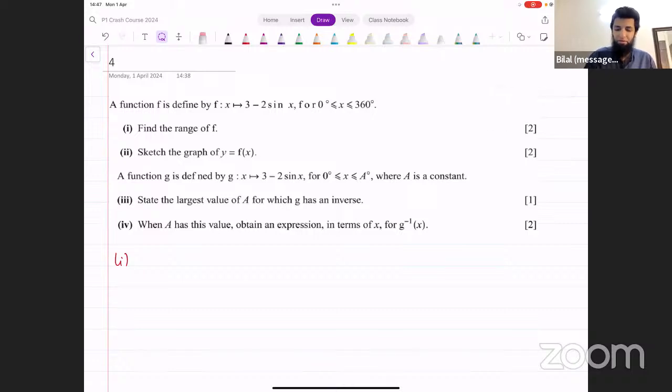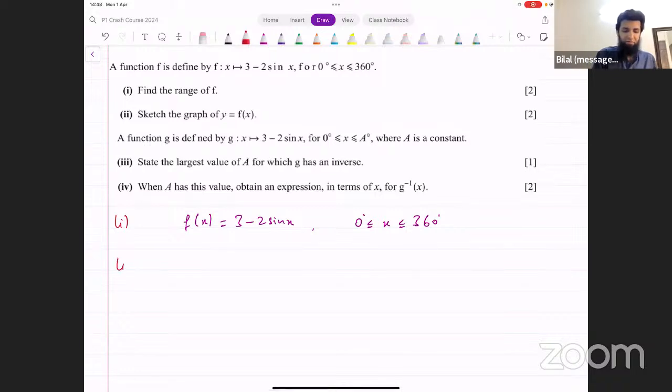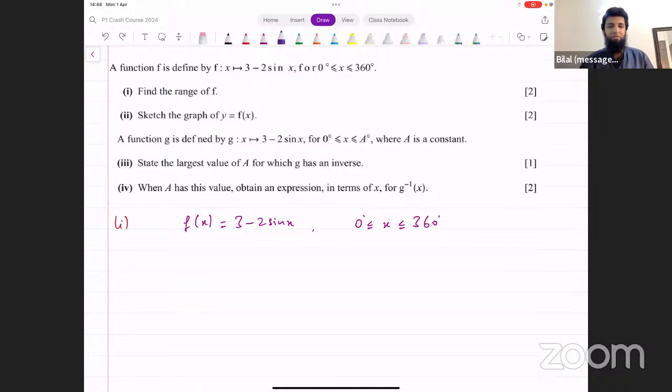Now it says f of x equals 3 minus 2 sine x. This is a function that you're given. And you're given that x is between 0 degrees and 360 degrees. That's the domain that we have, friends. What we need to do is find the range of f. And the first part says find the range of f. Now, how do you find the range of the sine function? Notice also that they're asking you to sketch the graph of y equals f of x in the second part. So before you even draw the sketch of this graph, you're basically asked to find the range of the function.